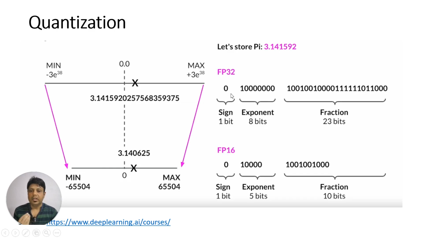Now, what if we try to store the same value in FP16? In FP16, 1 bit is for the sign, 5 bits are for the exponent, and 10 bits are for the fraction. If we store the value of pi in FP32, the value would be 3.141592. But if we store the same value of pi in FP16, the value actually becomes 3.140625. So the value is slightly reduced, which will obviously hamper our performance.